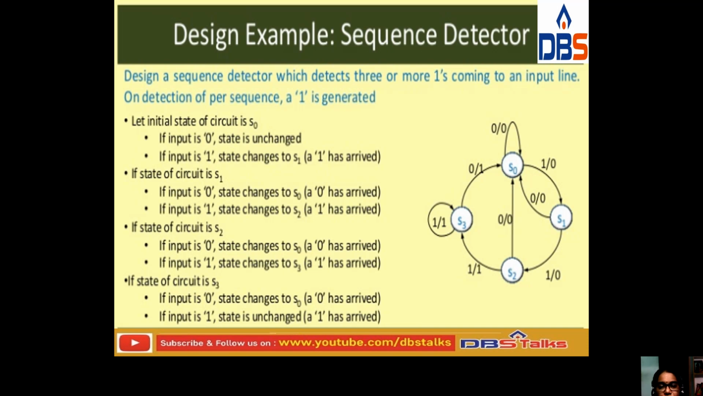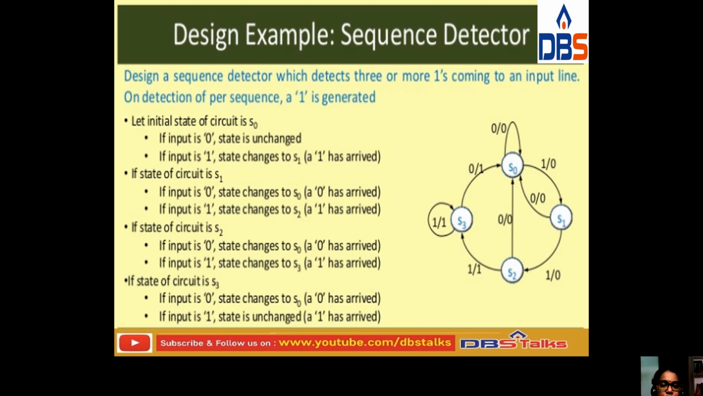Here the state of the circuit at this particular point is S2. At this state, if the input is 0, the state changes to S0, since a 0 has arrived. If the input is 1, the state changes to S3. The two things you have to keep in mind are: if the input is 0, the state remains the same, and if the input is 1, the state moves from this stage to the next stage.